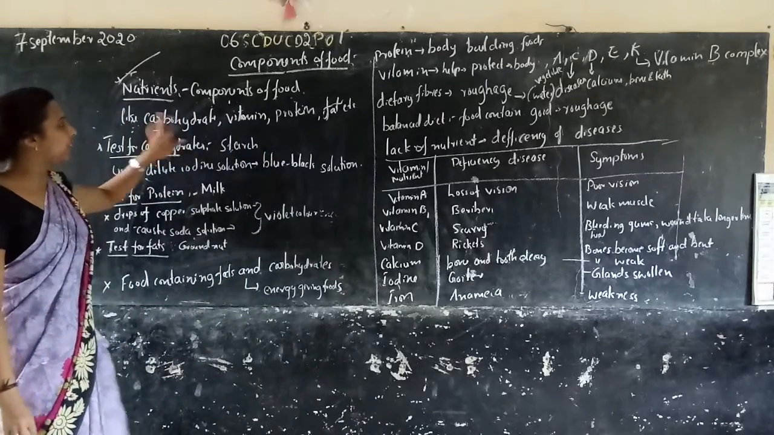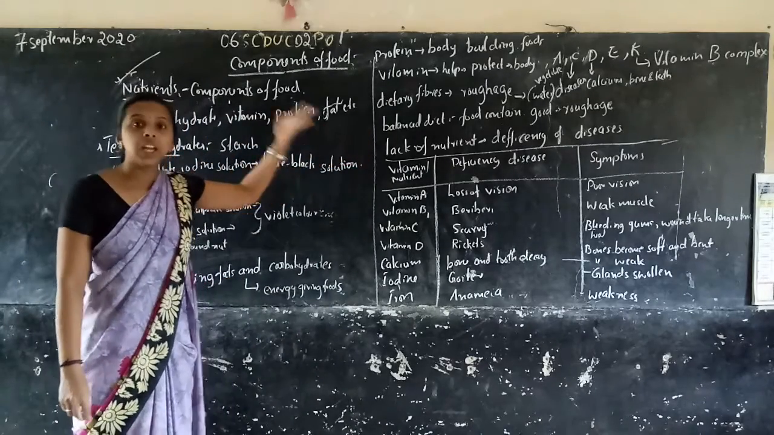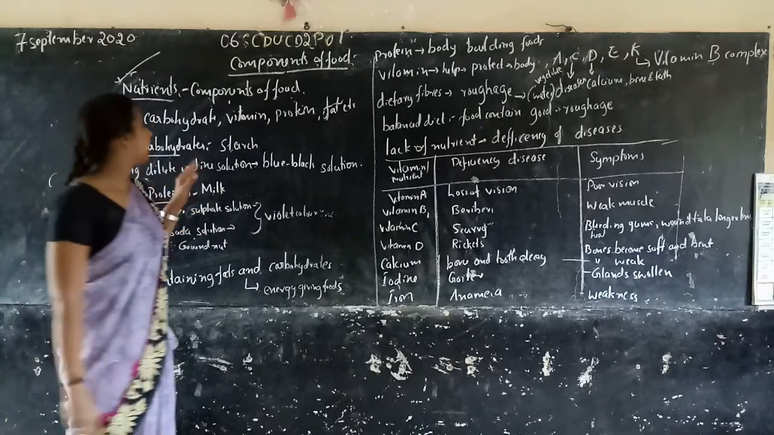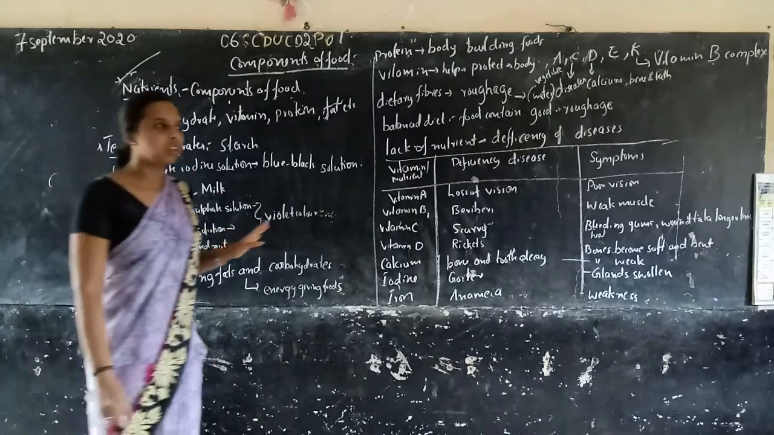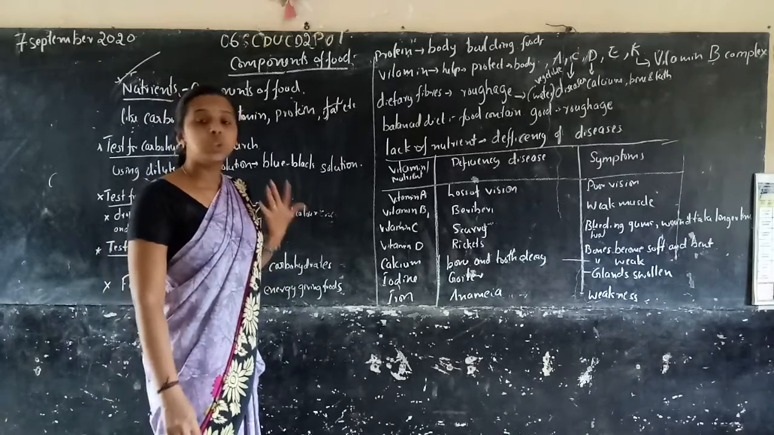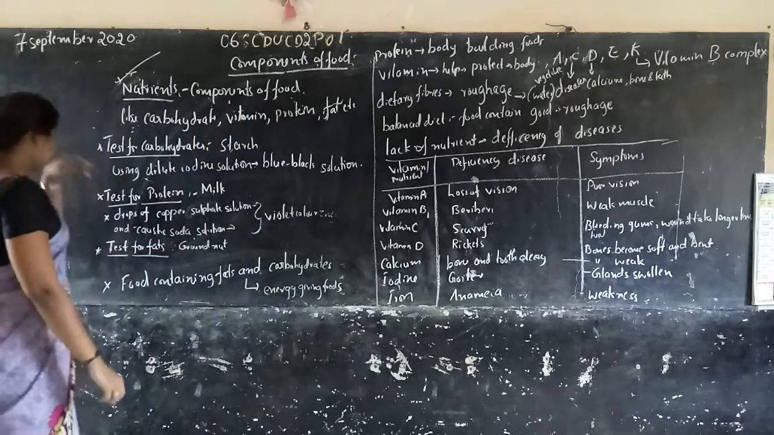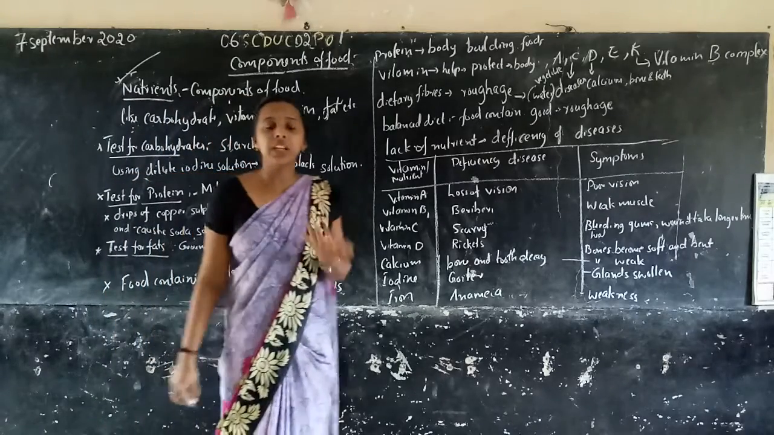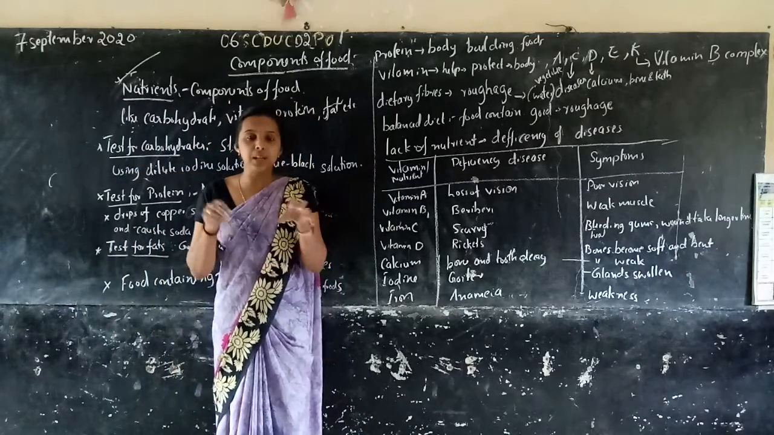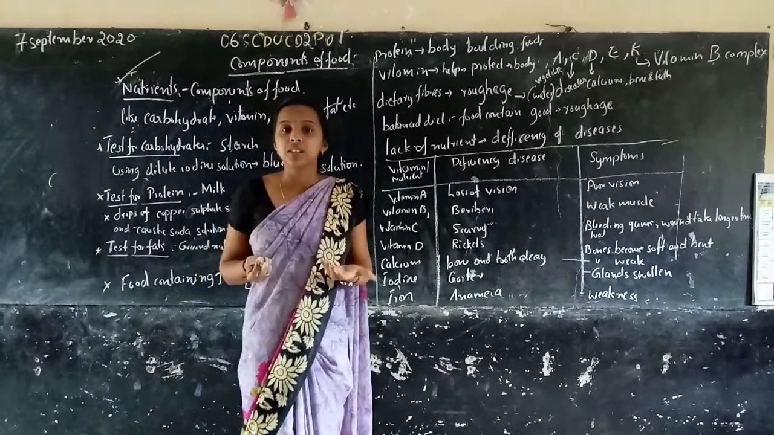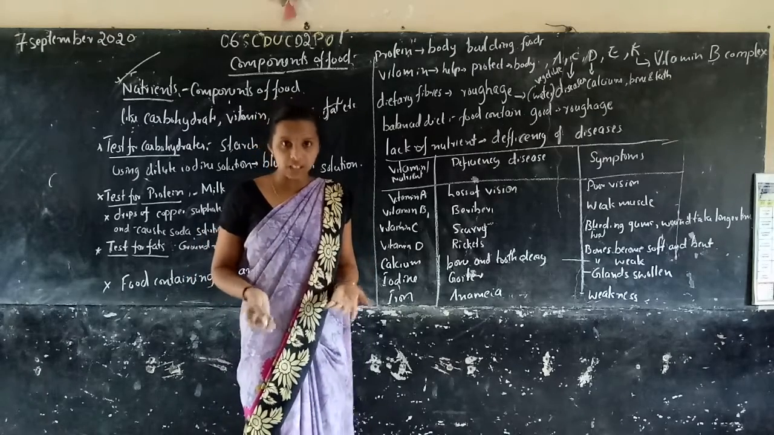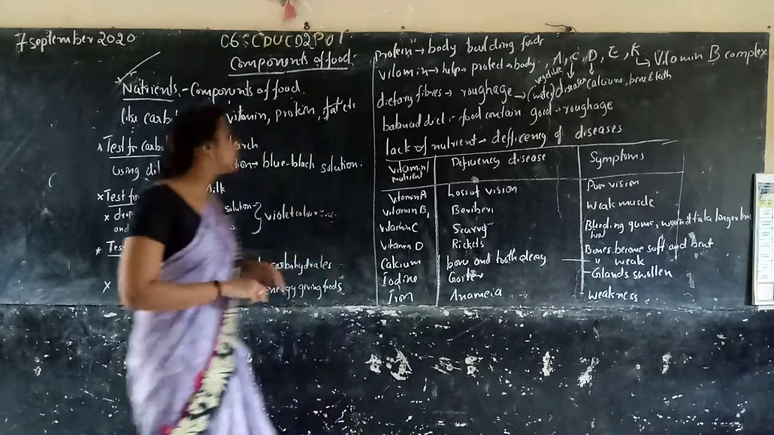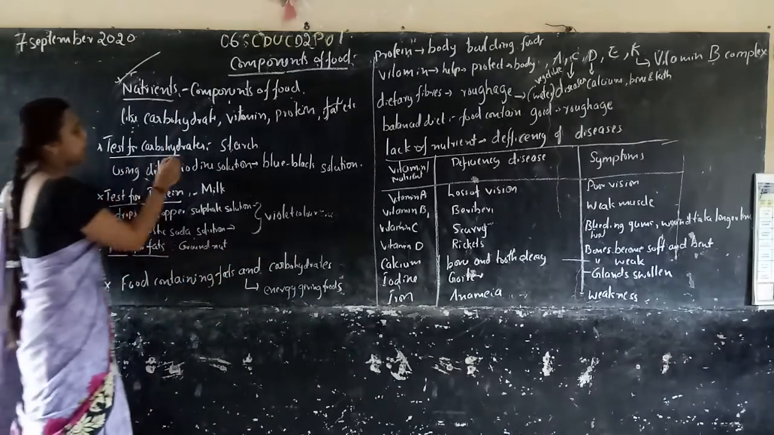So carbohydrate, vitamin, protein, fat, etc. are the components of food, and they are called nutrients. Next, how can we identify these nutrients? There is some procedure or chemical reaction by which we identify the nutrients. First, the test for carbohydrate.